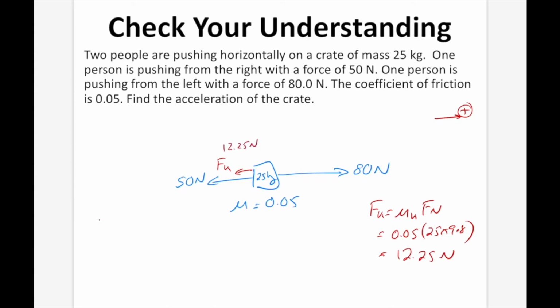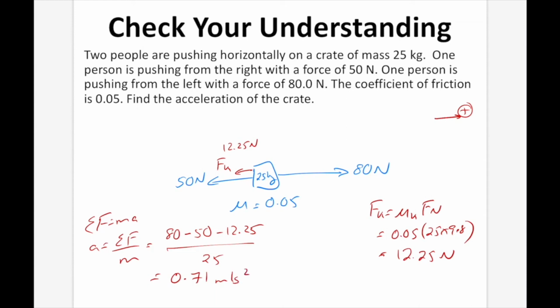So now to find the acceleration, remember we say that F is going to equal ma. That's our equation. We're going to rearrange. We're going to say that a is going to equal the sum of the forces divided by the mass. The sum of the forces is going to equal 80 minus 50 minus 12.25. And we divide that by the mass, which is 25. And that equals 0.71 meters per second squared to the right.